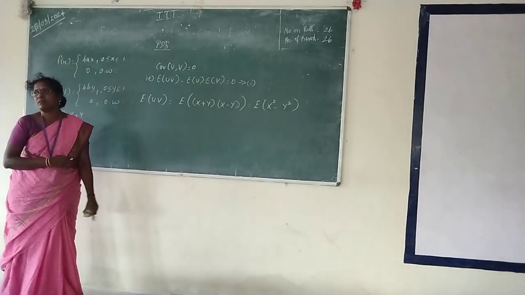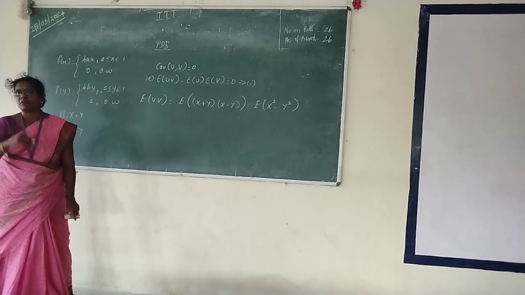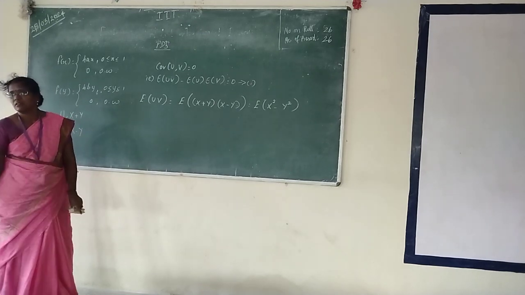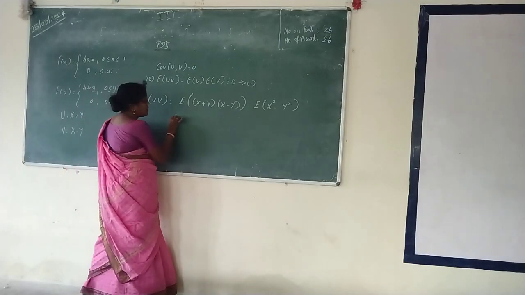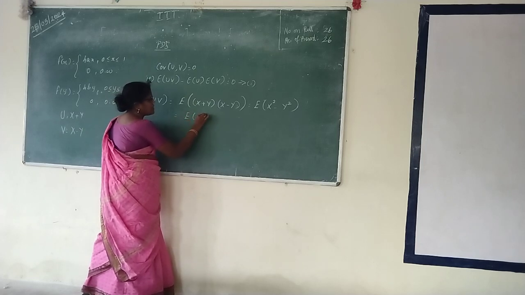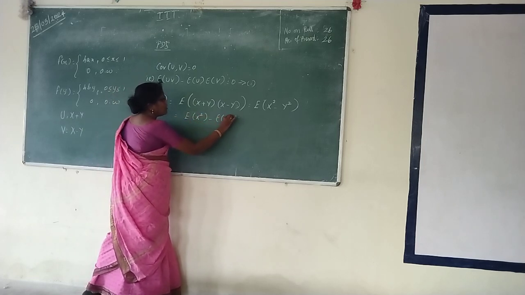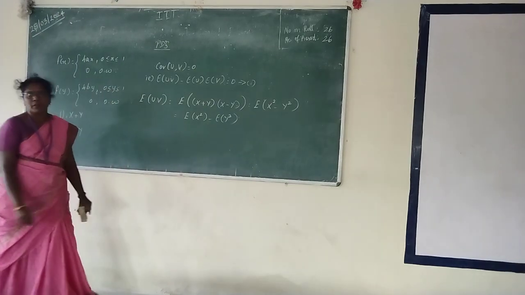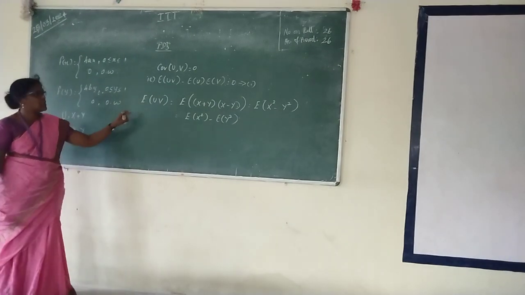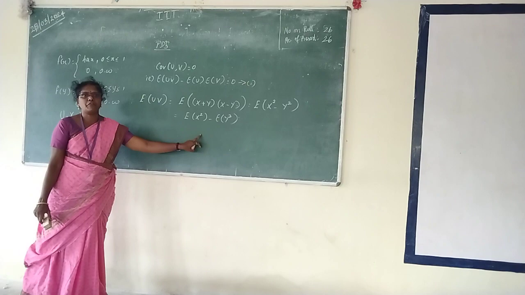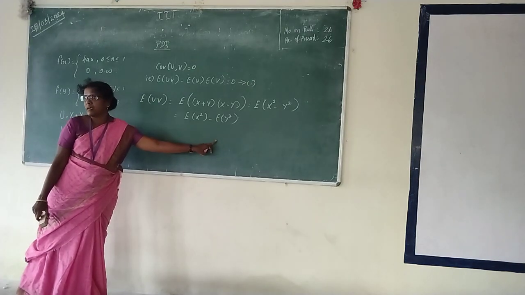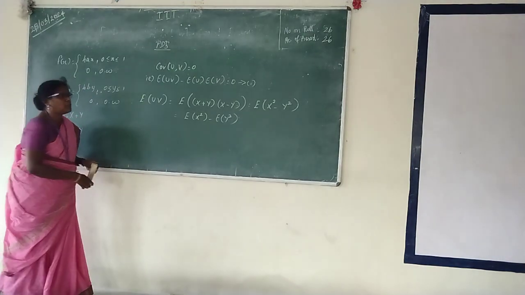How is it written right now? All the expectation properties we discussed earlier in unit 1. By the linearity property, this is written as E of x square minus E of y square. So expectation of uv is nothing but E of x square minus E of y square. Similarly, find E of u.